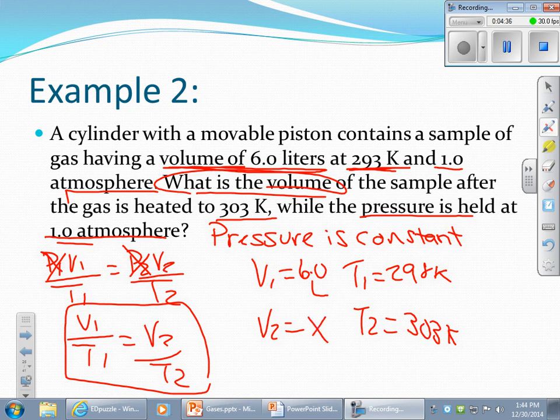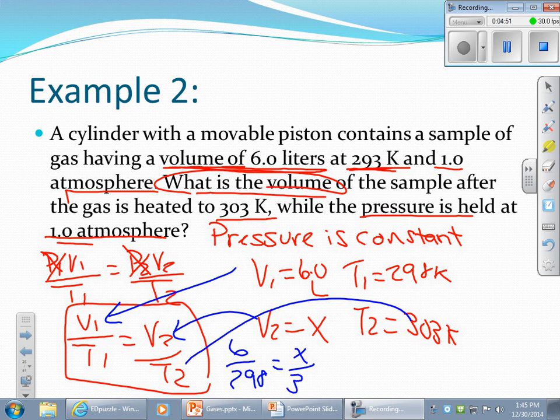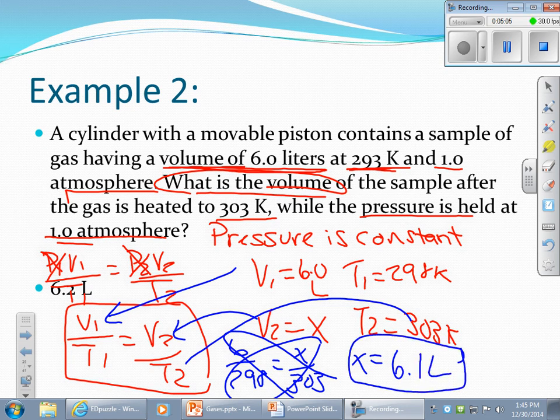Plugging this into our equation, we have 6 over 298 equals X over 303. Cross multiply, and you end up with about 6.1 liters. So in that ballpark, you are good.